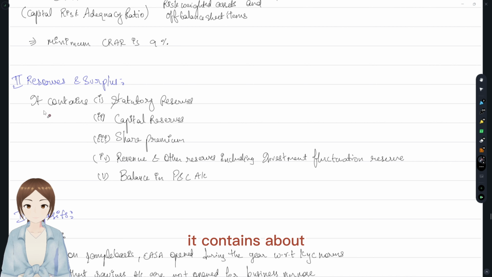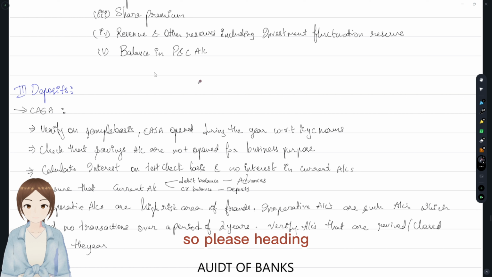And reserves and surplus contain statutory reserves, capital reserve, share premium, revenue, and other reserves, including investment fluctuation reserves, and the balance in the P&L account. They have just given a list of all the reserves that come under the reserves and surplus heading. And with regards to deposits, there are two types of deposits, that is current accounts and savings accounts. Together we call them CASA, current accounts and savings accounts.